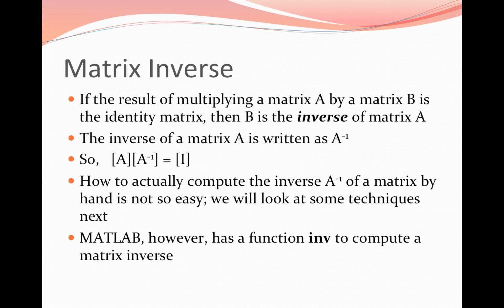Here's a definition of a matrix inverse. If the result of multiplying a matrix A by some other matrix B is the identity matrix, then B is said to be the inverse of matrix A. So the inverse of matrix A is written in mathematics as A with a superscript of -1. So again, if we take a matrix A, we multiply it by its inverse, then what we get is the identity matrix. Again, that's the matrix that has all ones in the diagonal and zeros everywhere else. How you actually figure out what the inverse of a matrix is, is not so easy. There are some linear algebra techniques to do that. MATLAB, however, has a function called inv that will compute a matrix inverse for us.